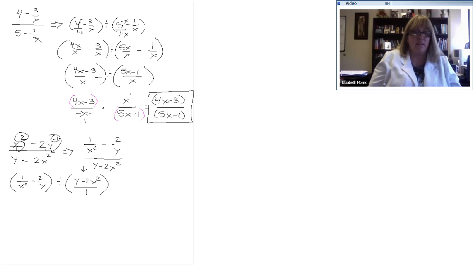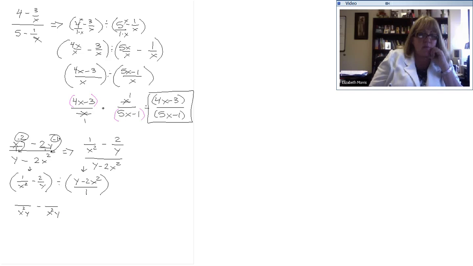This one is a single fraction. This one isn't. So this one I have to change to a common denominator. And the way you do that is, they have x's, they have y's. What's the highest exponent for each? Okay. Now, to go from x squared to x squared y, that means I multiplied by y. If I multiply the top by y, I get y. To go from y to x squared y means I multiplied by x squared. If I multiply the top by x squared, I get 2x squared.